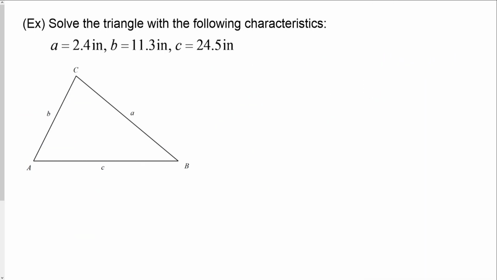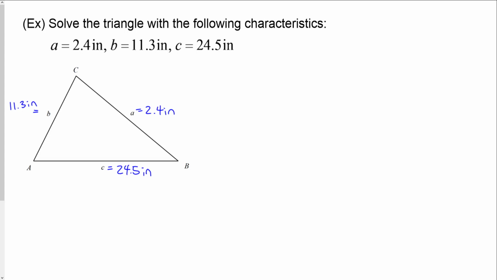Next up, solve the triangle with the following characteristics. Side A is 2.4 inches, B is 11.3 inches, and C is 24.5 inches. Now, already, I know that there is no such triangle that would work, because this fails the triangle inequality. The two shorter sides, when added together, are not longer than the third side. So it's going to fail.